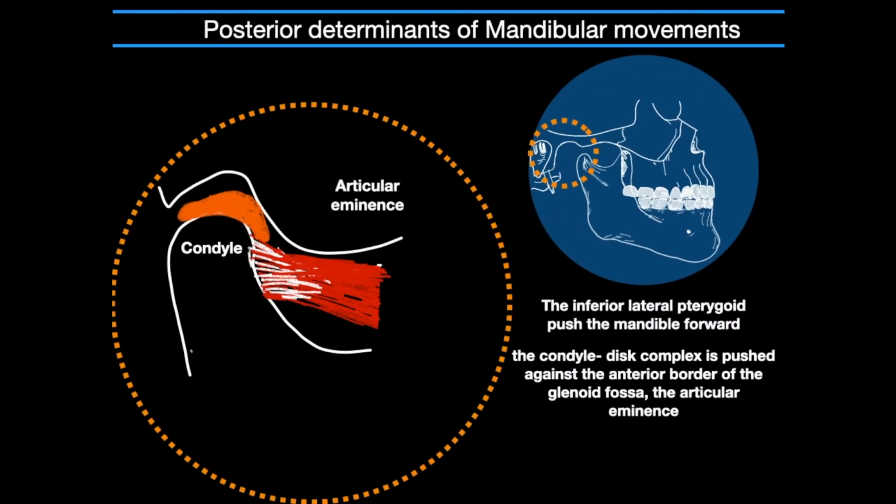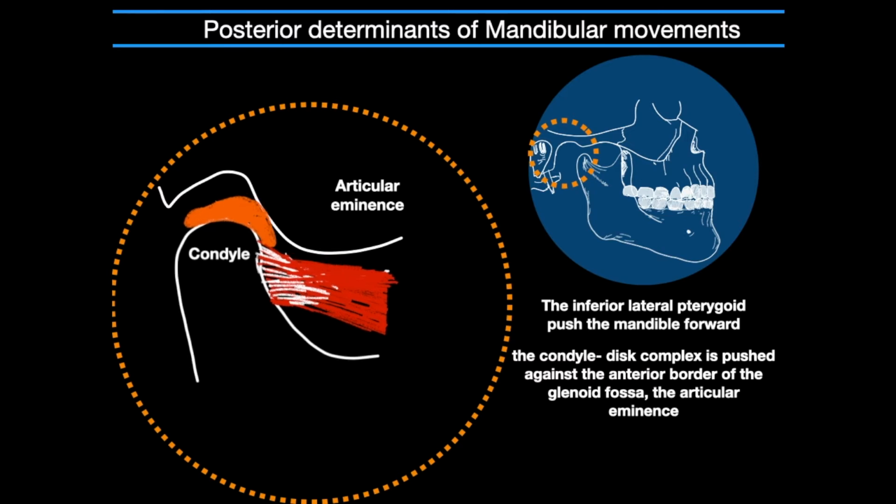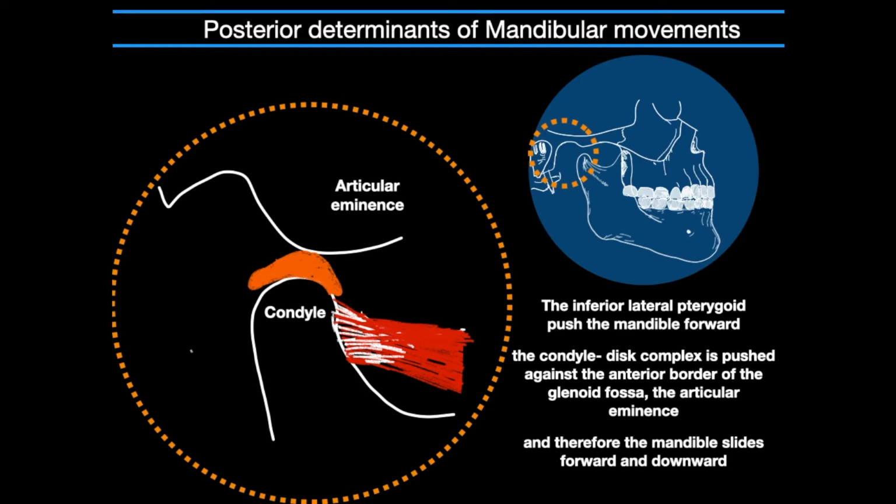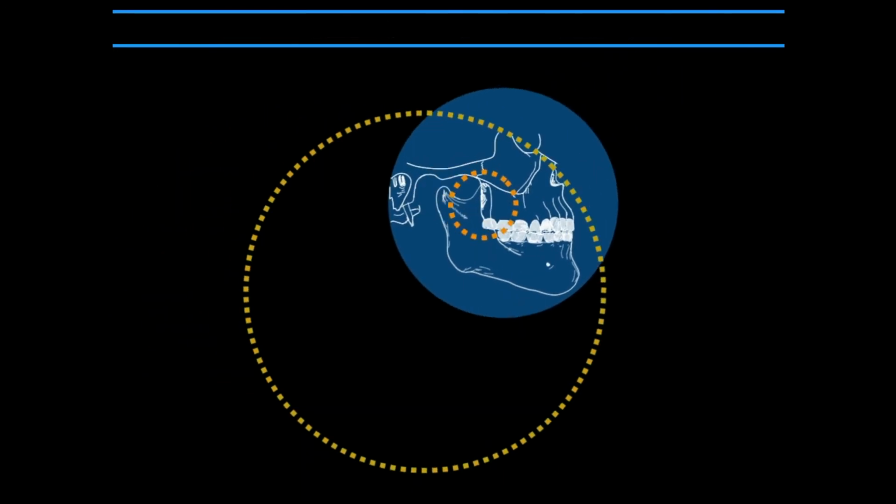Let's focus on the role of the posterior determinants during protrusion. On the left, you can see a drawing representing the temporomandibular joint. The protrusion of the mandible is initiated by the inferior head of the lateral pterygoid that puts the mandible forward. The condyle disc complex is then pushed against the anterior border of the glenoid fossa, the articular eminence, and because of its slope, the mandible goes forward and downward. You can see in this animation how the articular eminence, and in particular its slope, guides the mandibular movement.